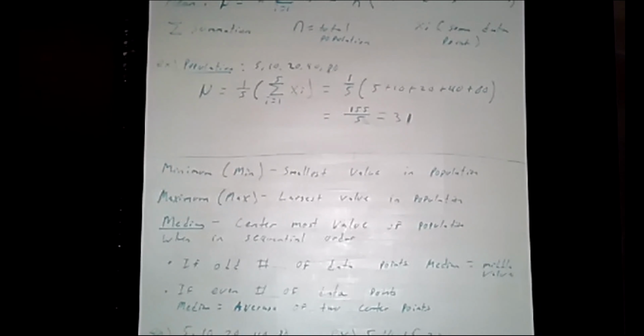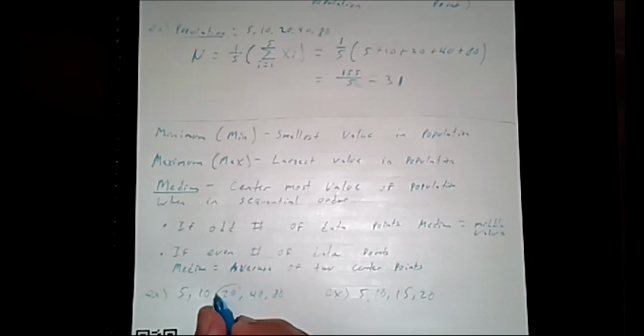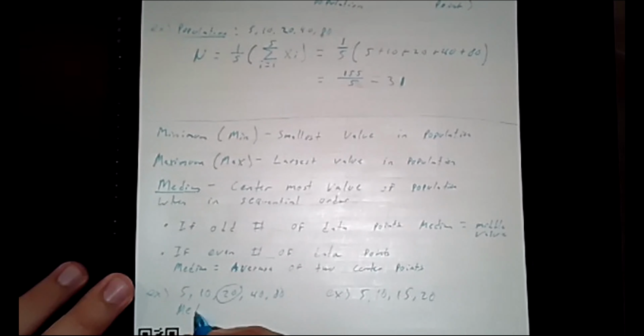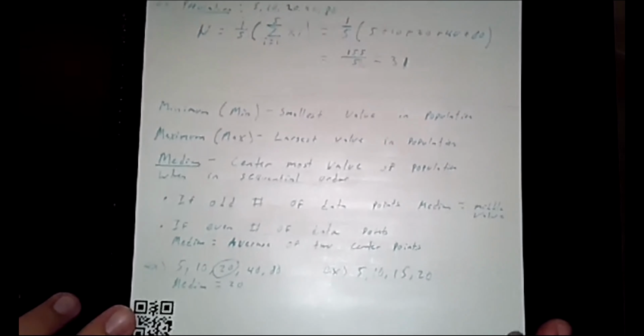So let's do these examples really quick. Let's find the median for this list: 5, 10, 20, 40, 80. Same list as before. We have 1, 2, 3, 4, 5 elements, right? Since it's odd, you can see the one in the middle. The median is 20 because it's odd.